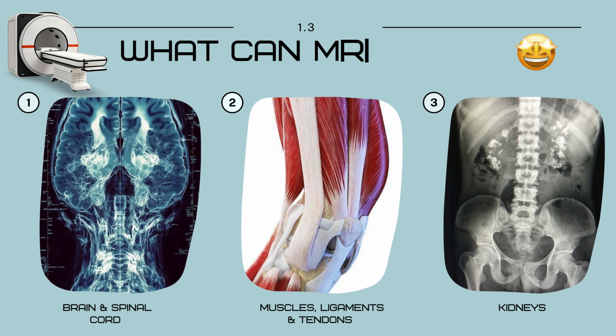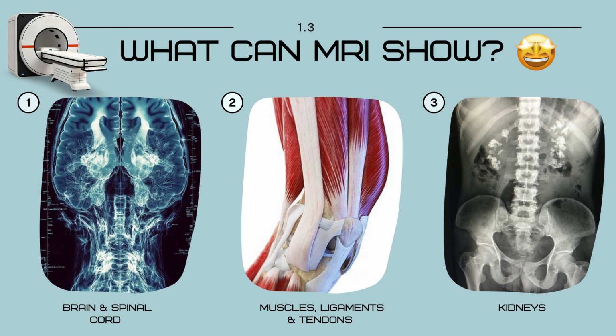Okay, so here is what else MRI can actually show us. The first one shows the brain and the spinal cord. MRI is really good for scanning the brain because it can capture super clear images of soft tissues, so doctors can check for things like brain injuries, tumors, or even spinal cord problems.